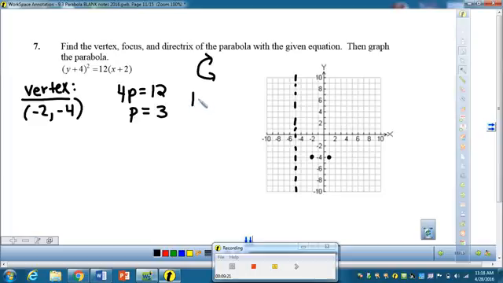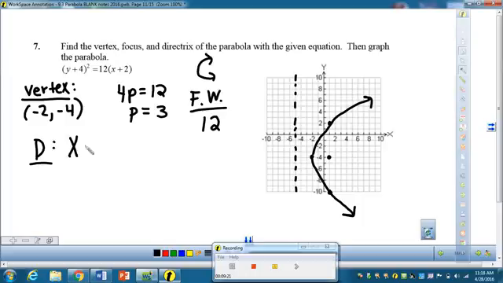All right, the focal width is going to be 12. The absolute value of 12 is 12. So from our focus, we're going to count up 6 spaces, count down 6 spaces. So from one endpoint to the other, it's a length of 12. And the equation for our directrix is x equals negative 5. And the coordinates of our focus are 1, comma, negative 4.